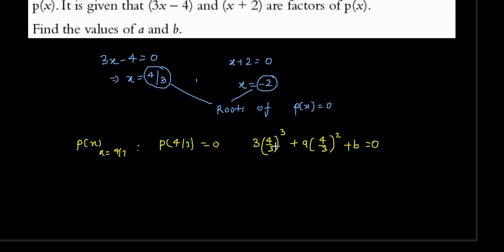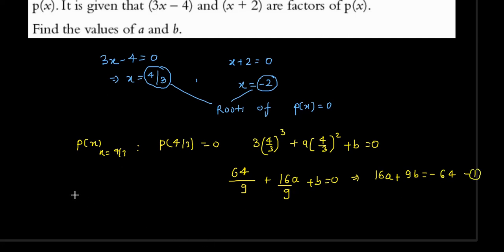4 cube is 64, and this is 3 square, so 64 divided by 27, 3 by 27 is just 9. Plus, this is 4 into 4, 16, and this is by 9. So 16a by 9 plus b is equal to 0. Let us simplify this. I get the simplified form as 16a plus 9b is equal to minus 64. This is your equation number 1.